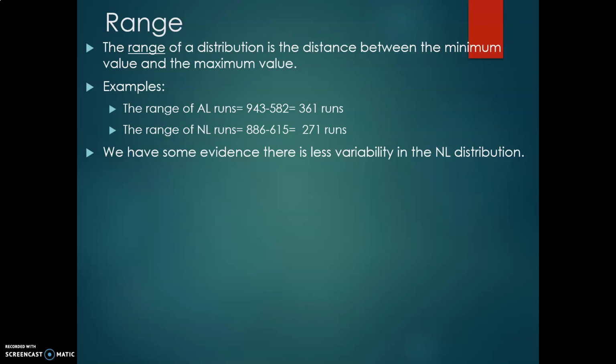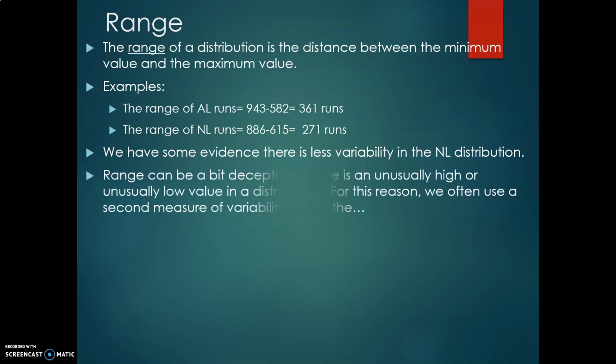So that right there is a pretty good indication that our National League distribution is much closer, and our American League is much further spread out. It can be a little deceptive though. Sometimes you get that one value and it's called an outlier. We'll talk about that in the next lesson. That really pulls that range one way or the other.